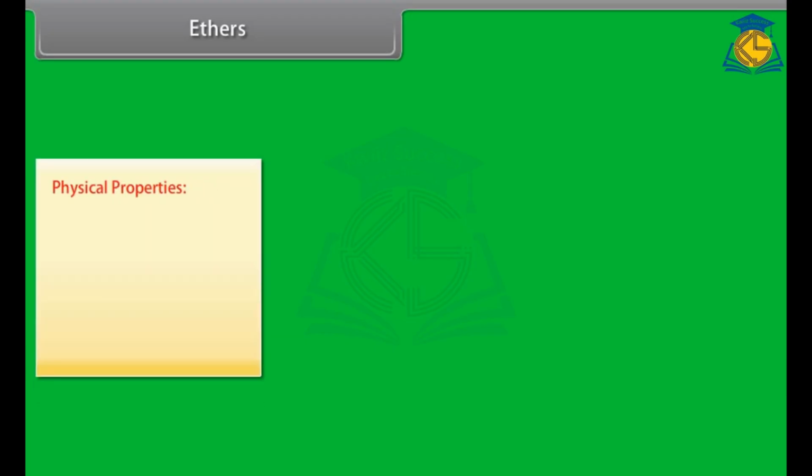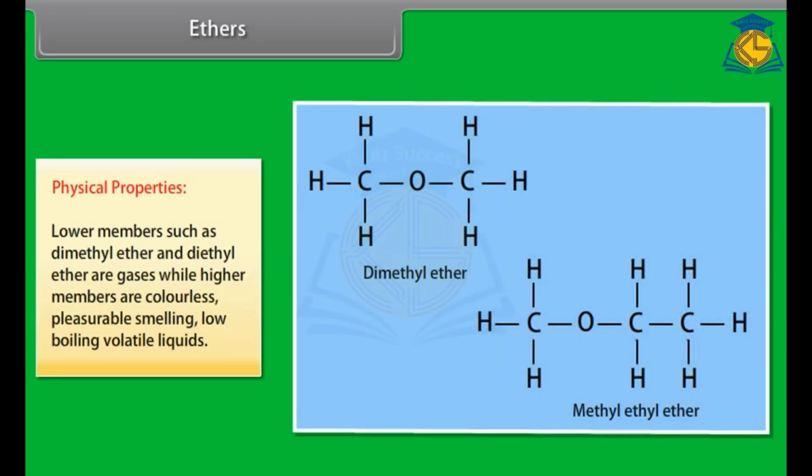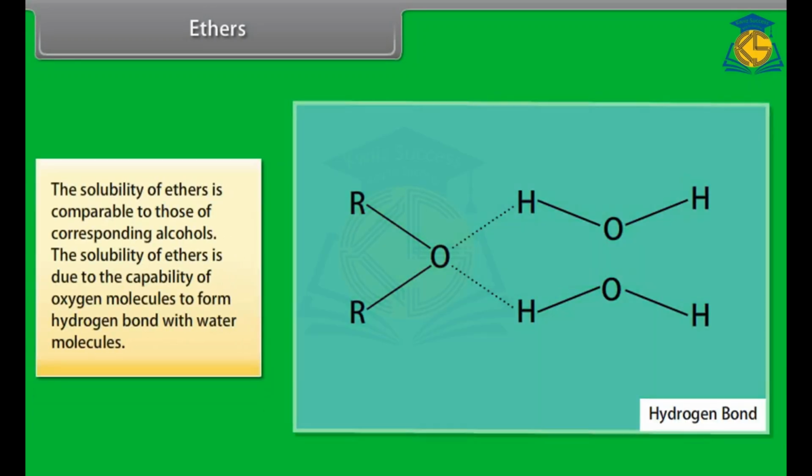Physical properties. Lower members such as dimethyl ether and diethyl ether are gases, while higher members are colorless, pleasant smelling, low boiling volatile liquids. The solubility of ethers is comparable to those of corresponding alcohols. The solubility of ethers is due to the capability of oxygen atoms to form hydrogen bonds with water molecules.